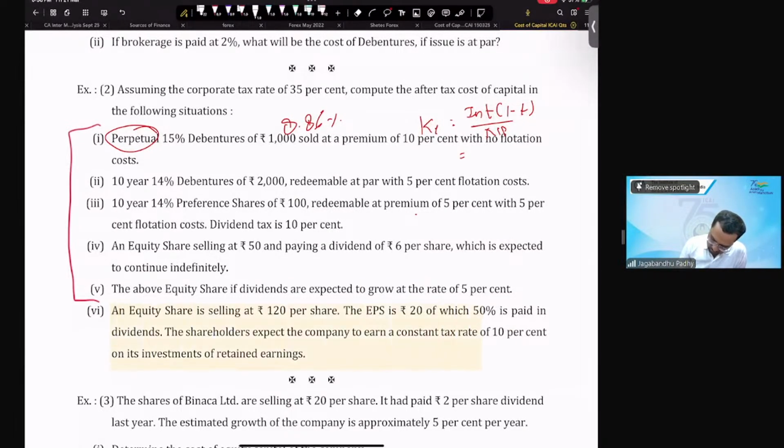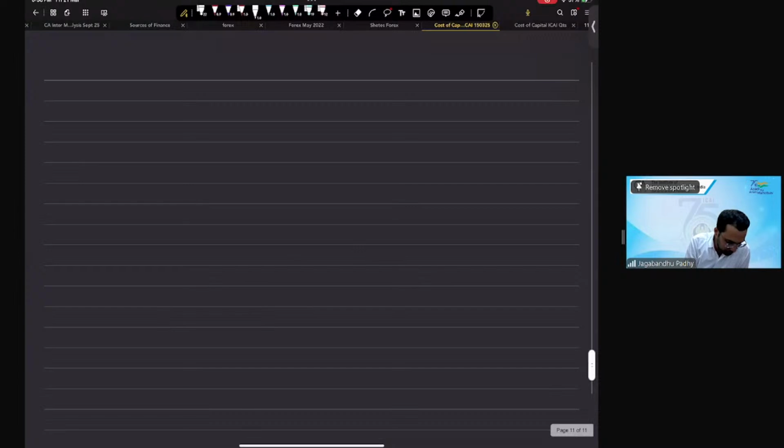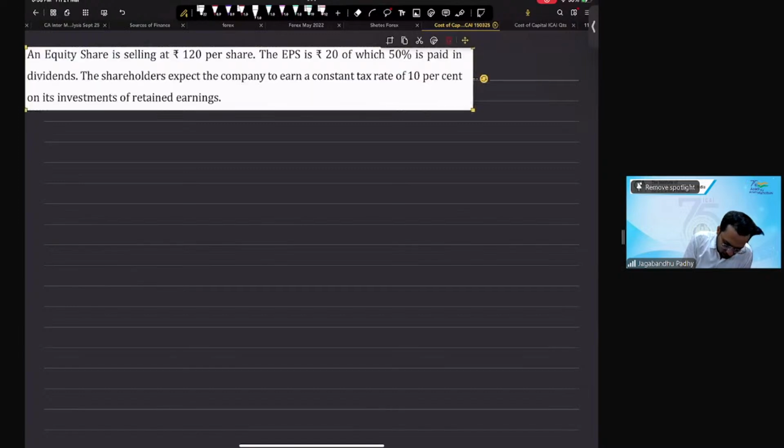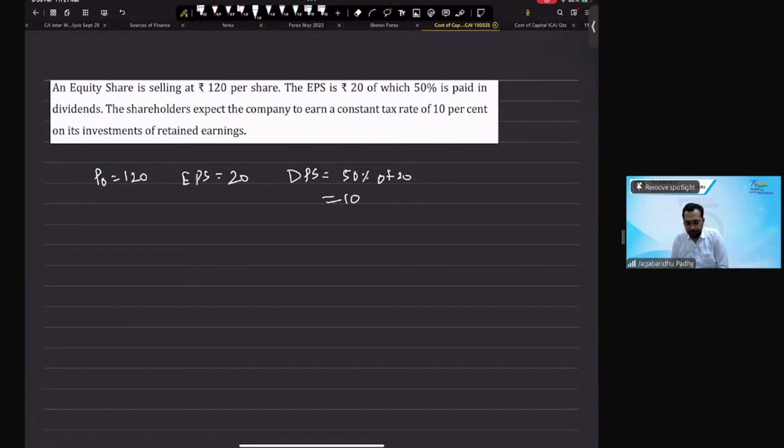Sixth question. Equity share is selling at rupees 120 per share. We have the market price, P0, equal to 120. The EPS is rupees 20, of which 50% is paid as dividend. So dividend per share is 50% of 20, which is 10.